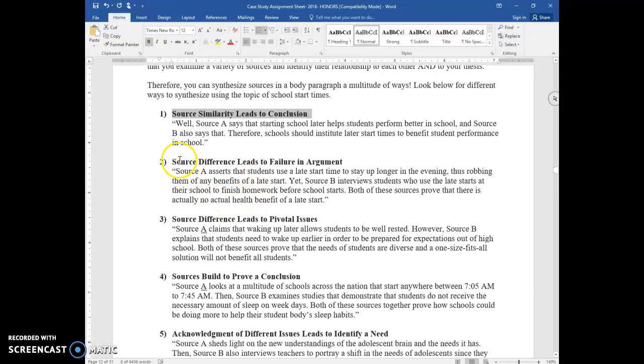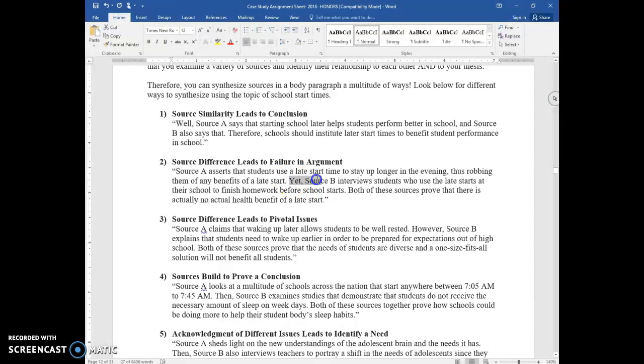There are multiple ways to synthesize. Another way to do that is when you look at multiple sources, perhaps there's a breakdown in the sources that leads to a further problem. So what does that look like? Source A might assert that students use a late start time to stay up longer, thus robbing them of the benefits of a late start. So source A is talking about how kids stay up late, and so starting school later isn't going to be any help because they're just encouraged to stay up later.